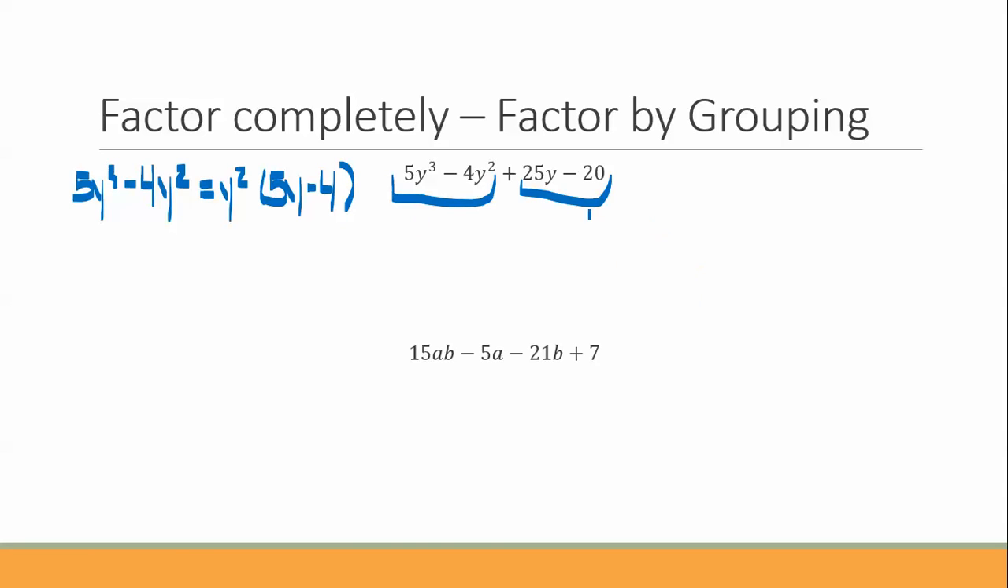Now grouping the second two terms together, we have 25y minus 20. Looking at those two, we can factor 5 out of both of those, and again we have 5y minus 4. So coming back here, we have 5y cubed minus 4y squared. We said that equaled y squared times 5y minus 4, so we'll write that here.